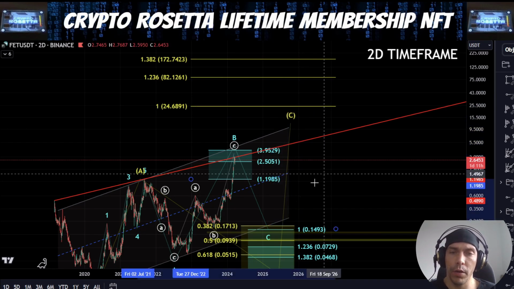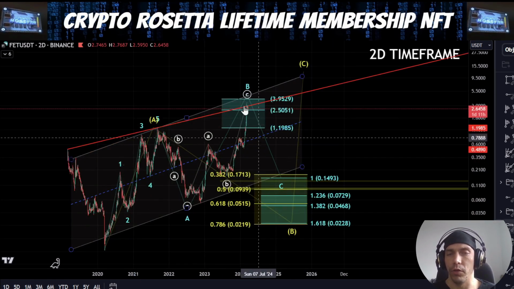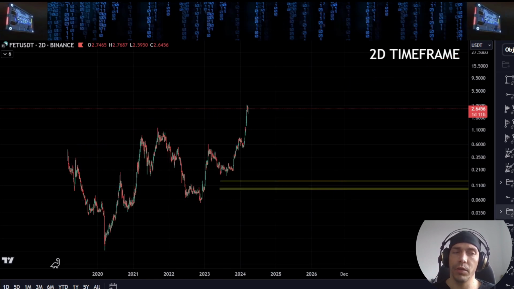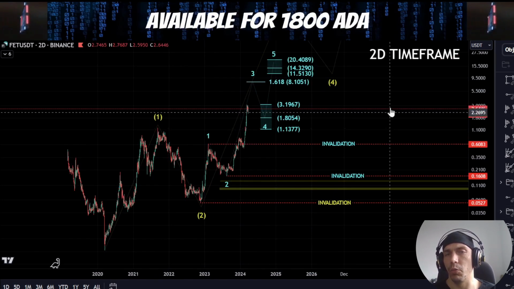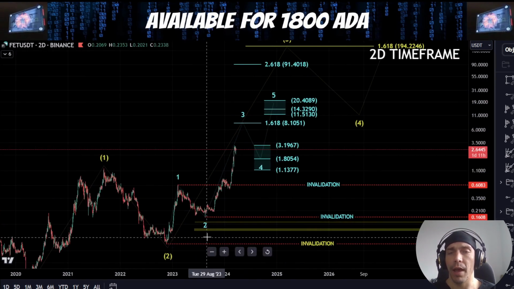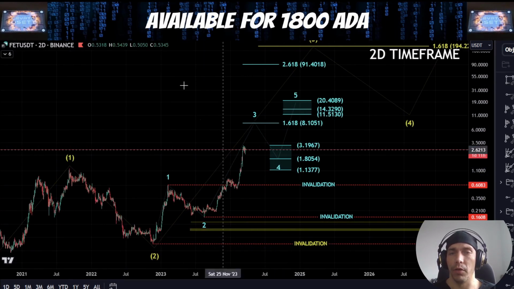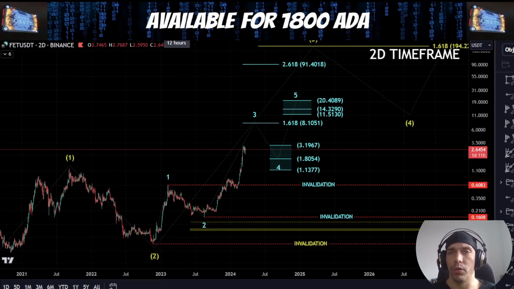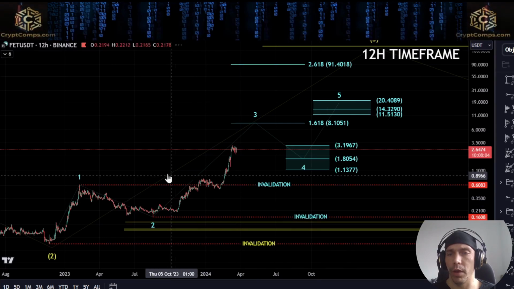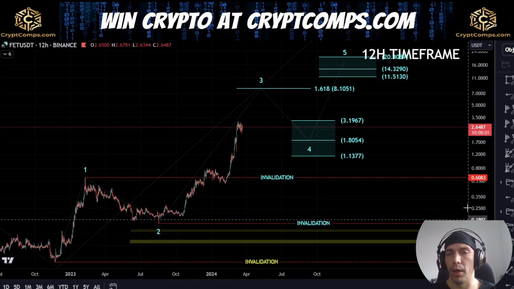Now, if we are looking at this, we would be looking to actually start to break down soon, but I'm still leaning more towards the idea that we are still within this bigger third wave, and there's a couple of ways that this could look to actually play out. So we're going to come back in here onto the 12 hourly, and we're going to go over a couple of these different scenarios that I'm looking at within this move.